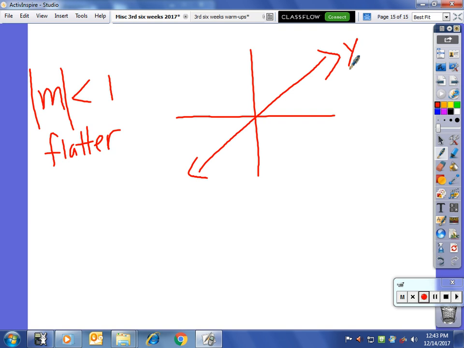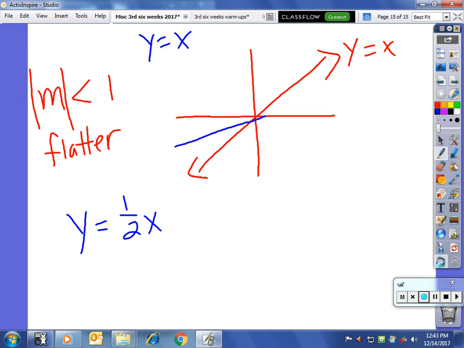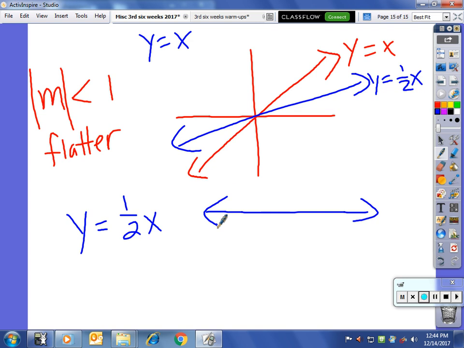So here's y equals x. Here's an example of one that's going to get flatter than the parent function. y equals x is my parent. y equals 1/2 x will not be as steep. It's rising slower. That would look something like this. So fractions make you flatter, if it's a fraction that's less than 1. And the closer and closer you get to a slope of 0, guess what's happening to your line? If it is 0, it's completely flat. Lines that are completely flat have slopes of 0.